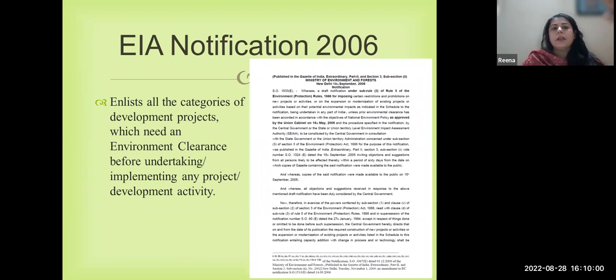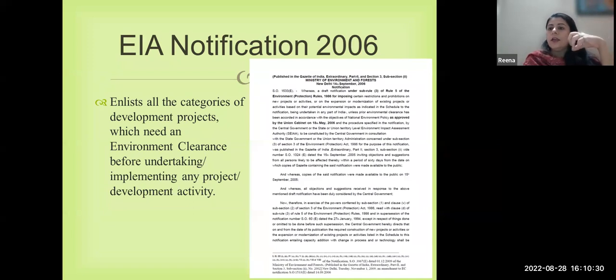Another aspect I want to point out is the EIA notification 2006. EIA notification is basically the Environment Impact Assessment Notification. It lists all the development project activities which are implemented largely in our country, be it the metallurgy industry, the pharmaceutical industry, the construction industry, area development projects. It can also have common effluent treatment plant projects.